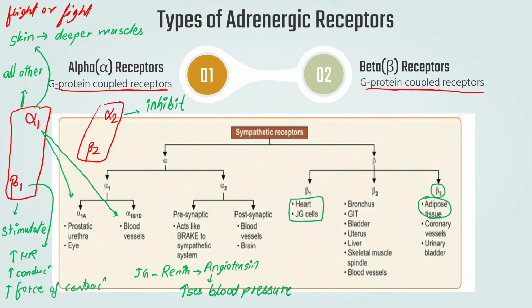Now moving on to alpha 2 and beta 2 receptors. Alpha 2 beta 2 both will inhibit, means decrease, वो function कम करेंगे. Whichever organ or gland they are present on, they will decrease its action. Remember, alpha 2 beta 2 inhibit. Alpha 2 is a presynaptic receptor.